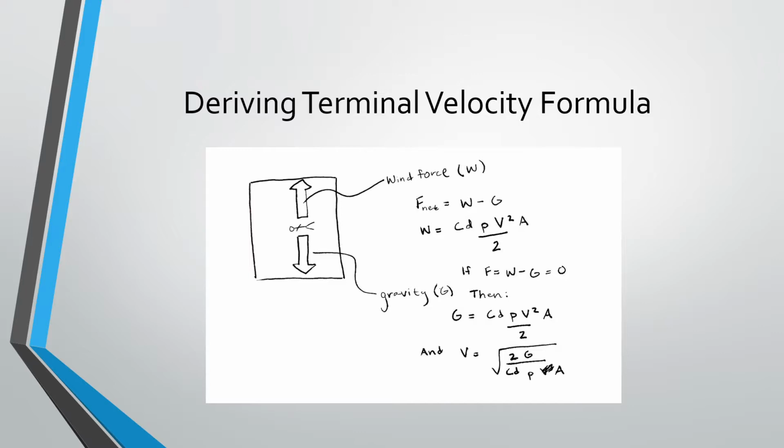If you know that the wind force minus gravity equals 0, then we can work out our equation so that terminal velocity equals the square root of 2 times the gravitational force, which is mass, times little g, all over the drag coefficient times p times A.